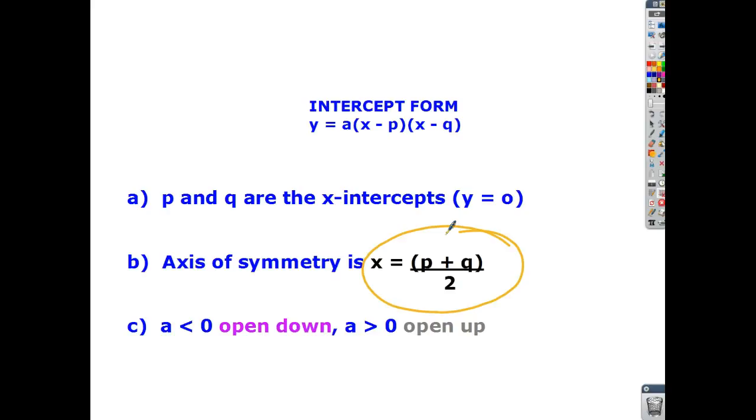And again, A less than 0 means opening down, and A greater than 0 means opening up. It's really just the multiplier on how we're going to work with the parent function, the parent parabola.